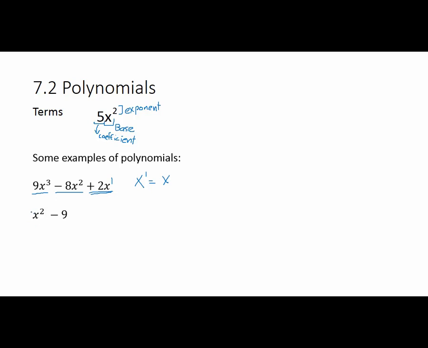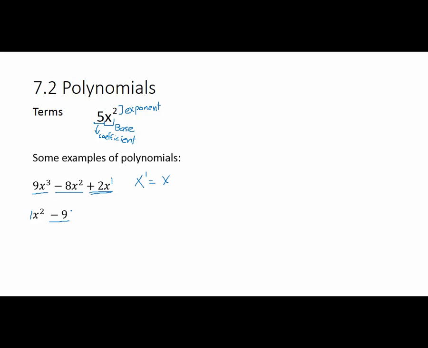If you don't see a number in front of the variable, you can always put a 1 there. So that's 1x, because 1 times anything is the same thing. The weird one, though, is this negative 9. There's no x at all. That's what's called a constant term. You can technically think of it as x to the 0 power, but it's better to just think of it as its own special beast.